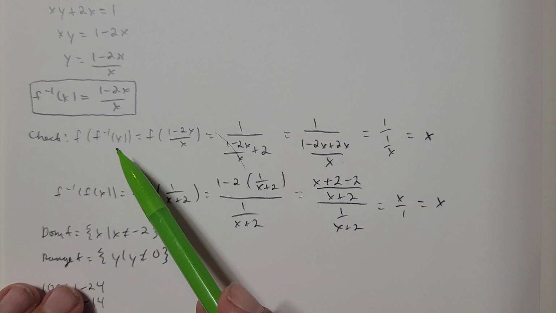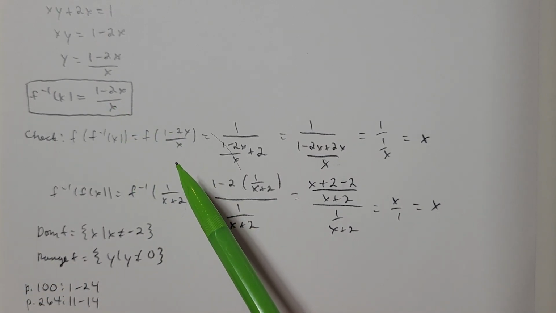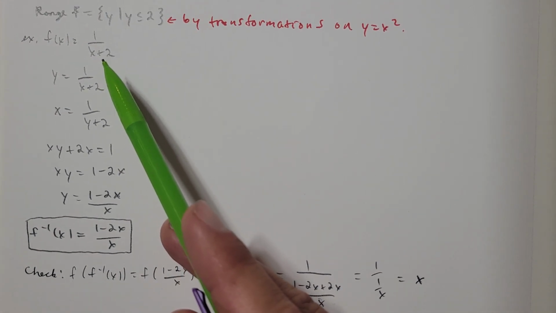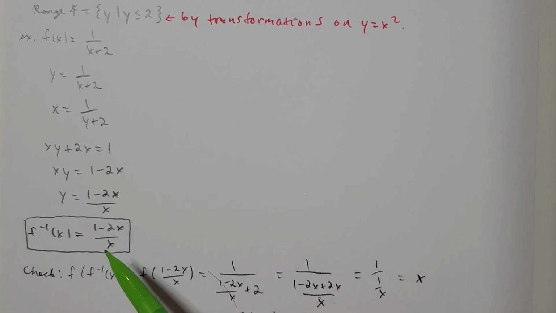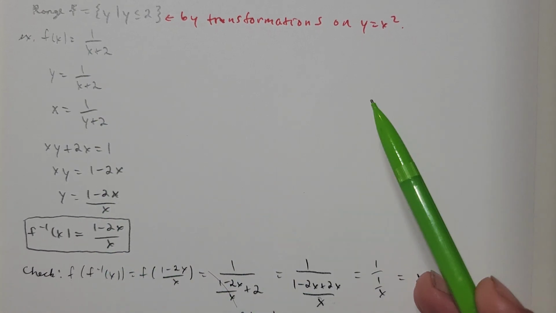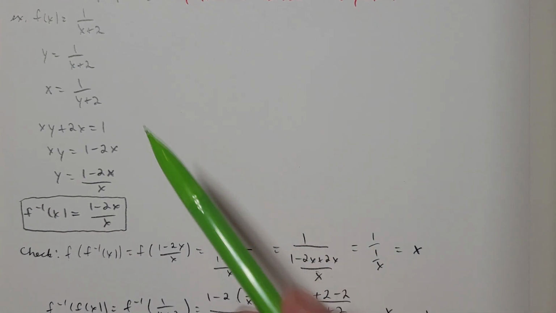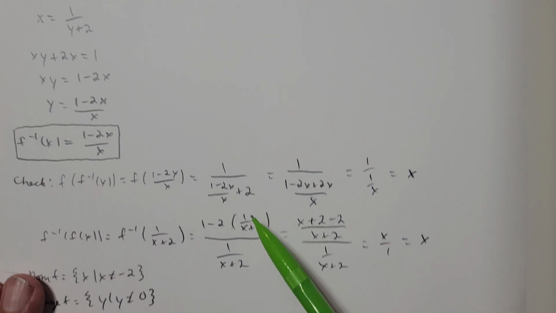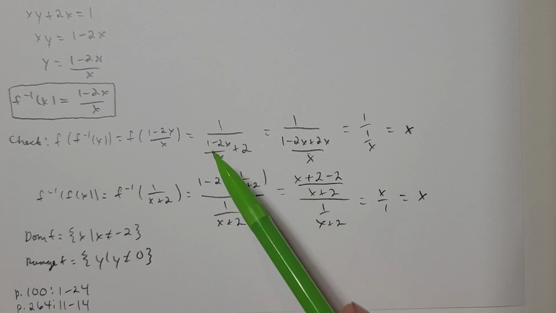F of f inverse of x. Well, f inverse is 1 minus 2x over x. Here's f of x, 1 over x plus 2. So everywhere that I see an x in f, I need to replace that with 1 minus 2x all over x. So I'm looking at 1 divided by 1 minus 2x over x plus 2. Now the next question is, does this simplify to be just x?